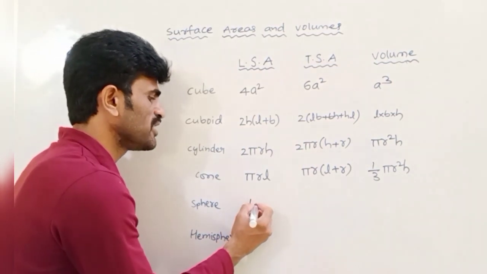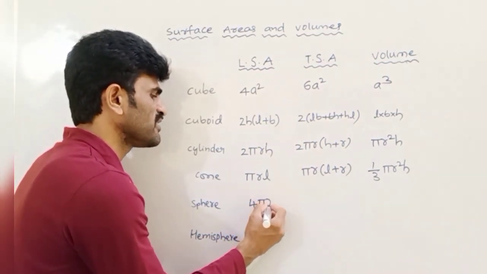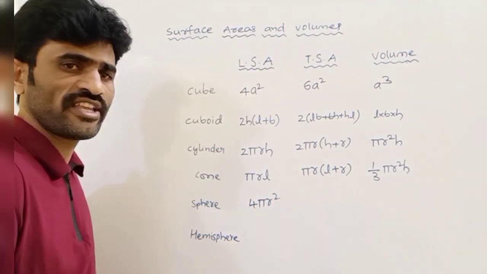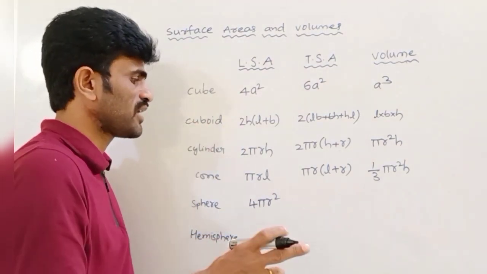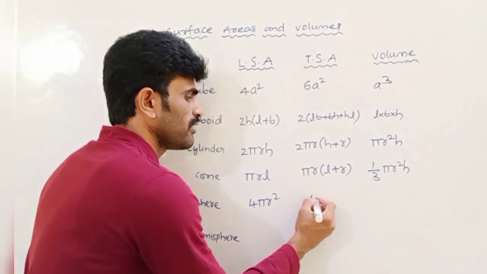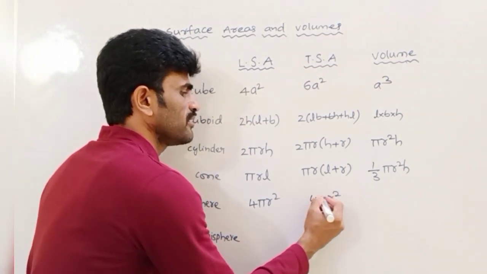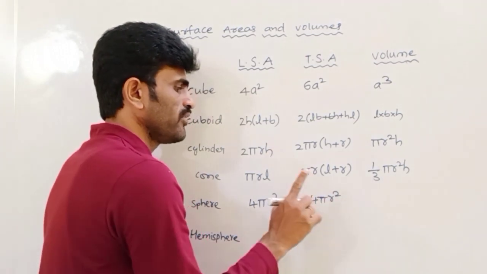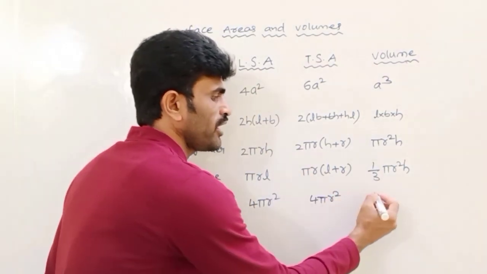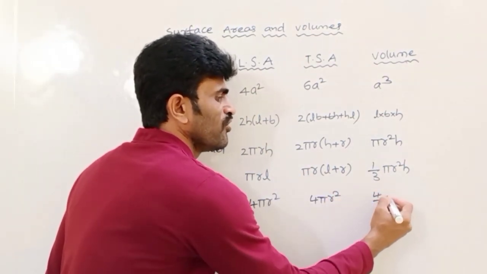Sphere. For a sphere, there is no separate lateral surface area and total surface area, because it appears the same everywhere. So we call it only surface area, which is both lateral and total surface area. They are not two different things. There is only one surface area, that is 4πr², and the volume is 4/3 πr³.